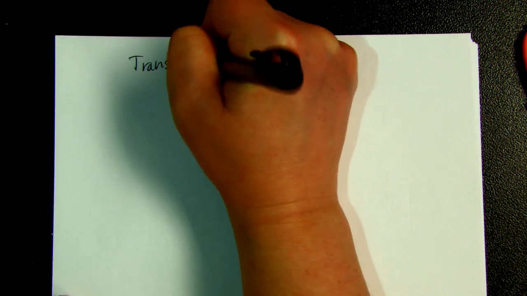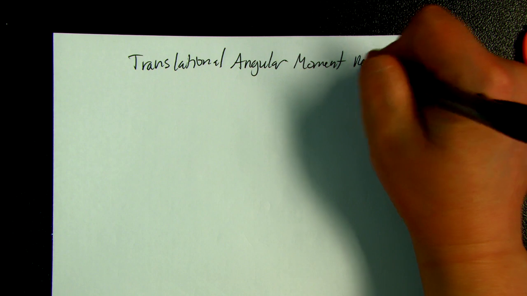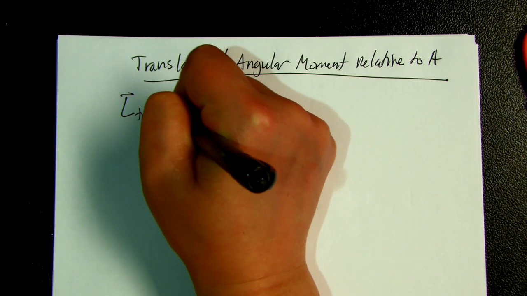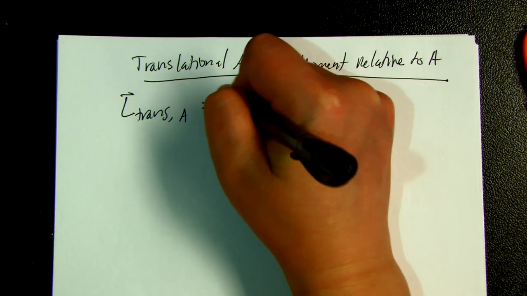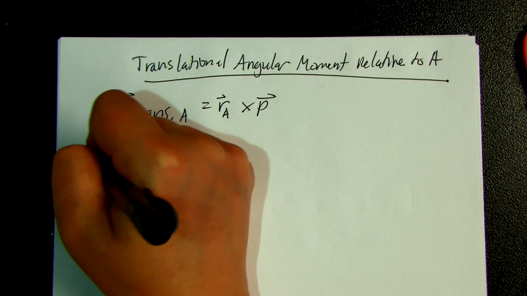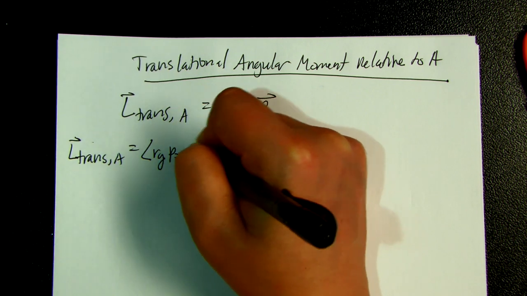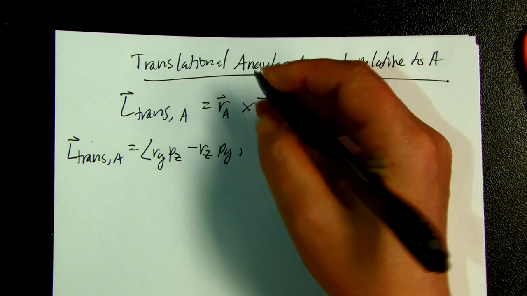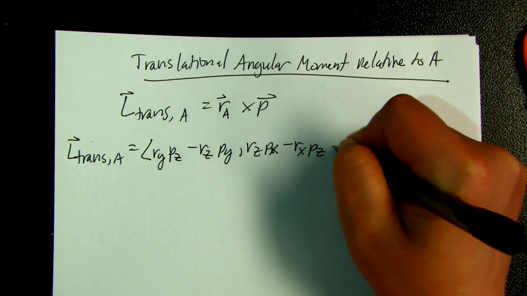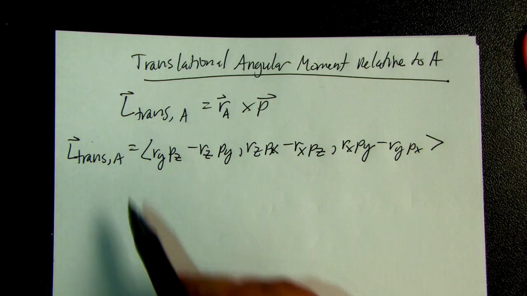So now we can write out translational angular momentum, and then instead of saying relative to the sun, we'll just do relative to some point, we'll call it A. So translational angular momentum relative to whatever point it is, A, is equal to R_A, that's going to be the distance between A and where you are, cross P. L translational with respect to A is equal to R_Y P_Z minus R_Z P_Y, R_Z P_X minus R_X P_Z, R_X P_Y minus R_Y P_X. So that is the cross product formulation.